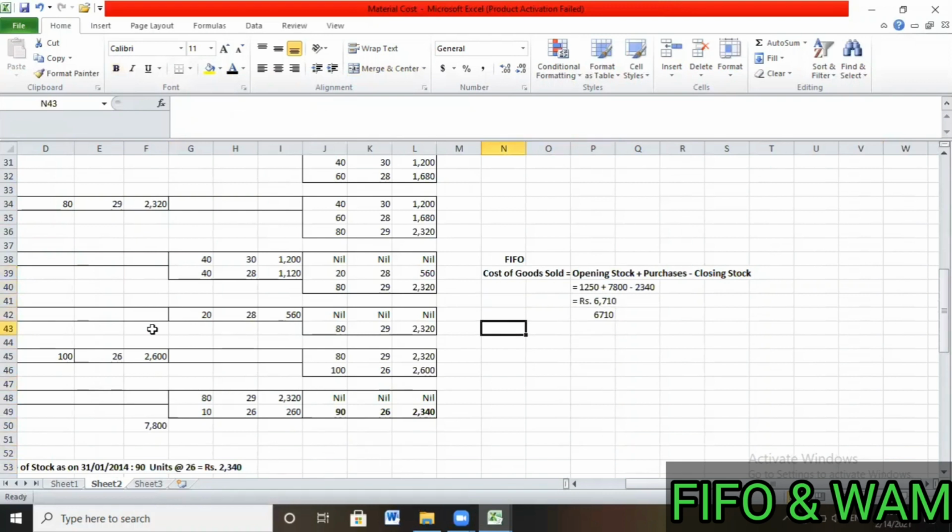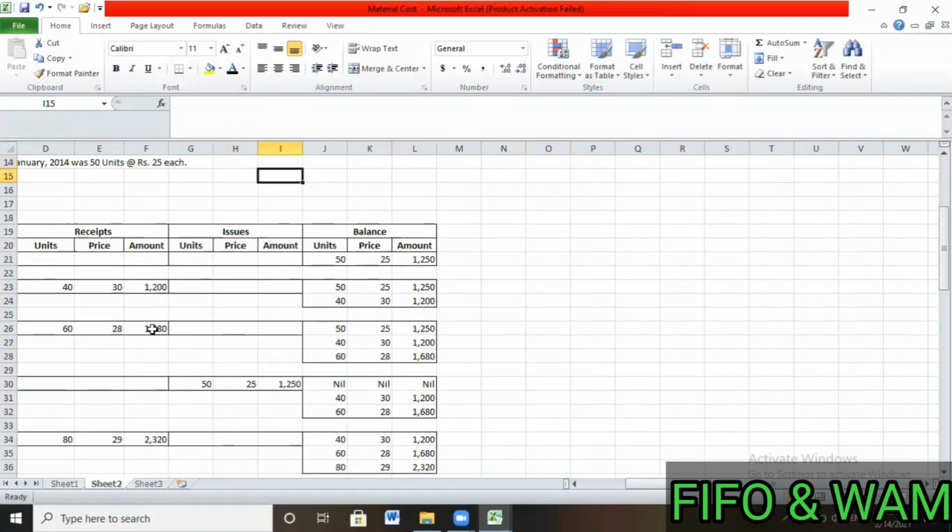After this cost of goods sold, we can check how much quantity you have sold. This is here.